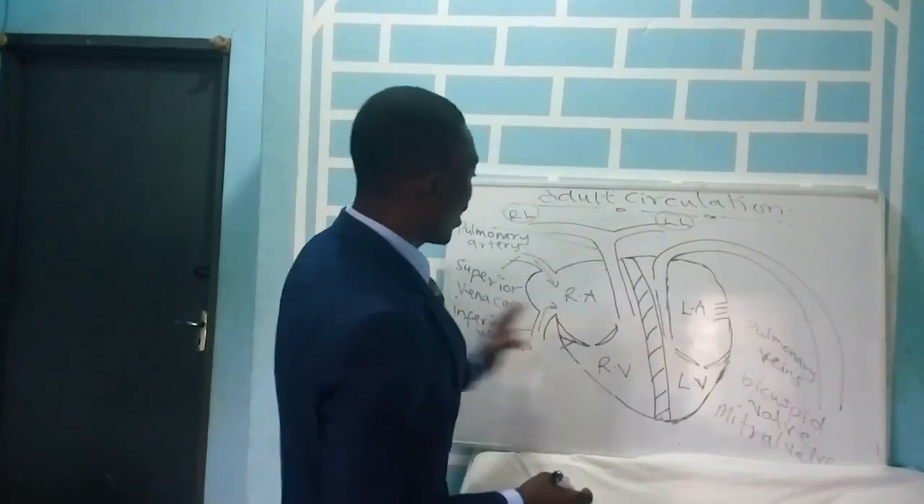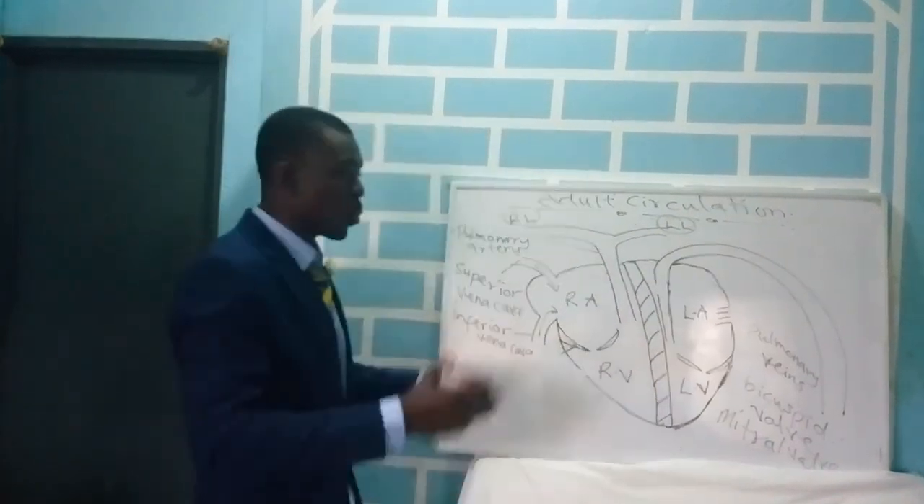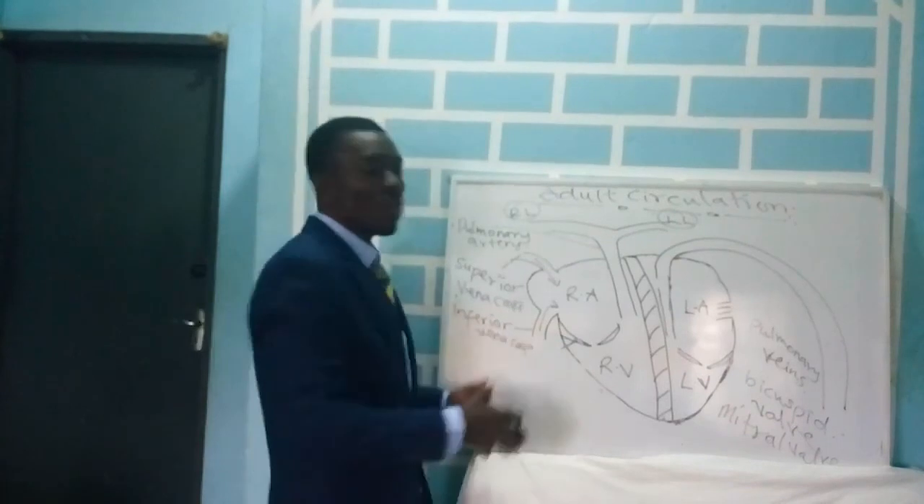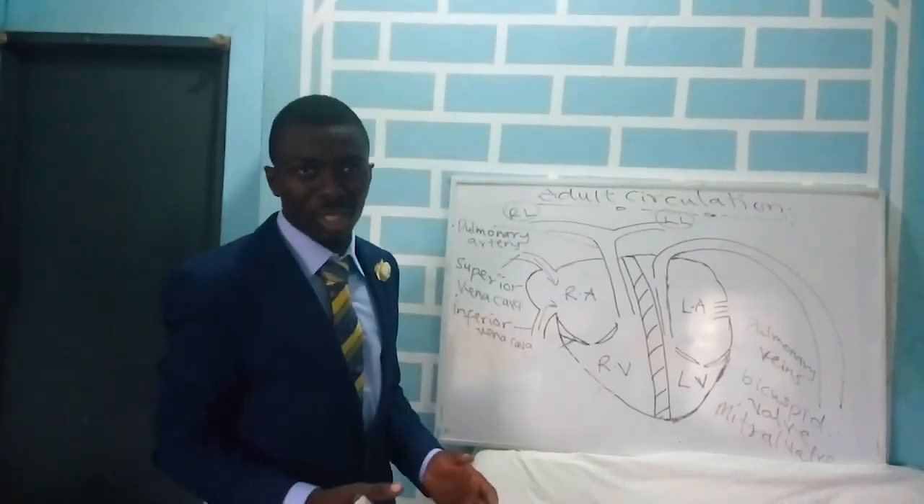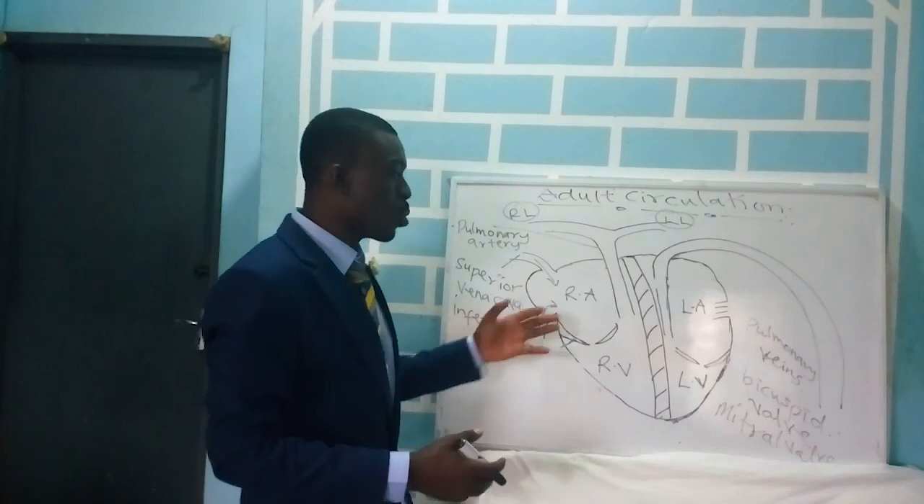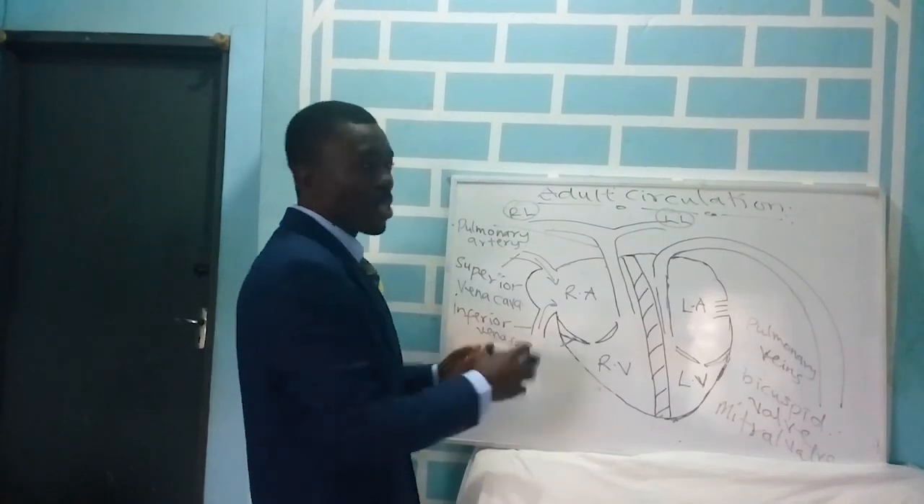So basically, those are the structures that you are supposed to know in order to help you understand the adult circulation. Okay, so in our next topic, we are going to look at what? How the adult circulation occurs.